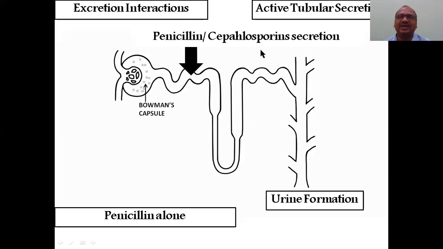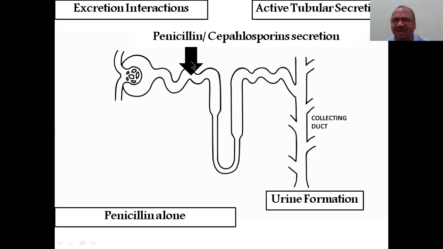See, generally penicillins are secreted. In glomerular filtration they are secreted very little. Penicillins, keep that in your mind. Penicillins are strongly secreted, and cephalosporins are secreted in the proximal tubule. This is the proximal convoluted tubule. This is the distal convoluted tubule, because it is at a distance, that's why distal. This is the proximal, the primary, the proximal convoluted tubule.